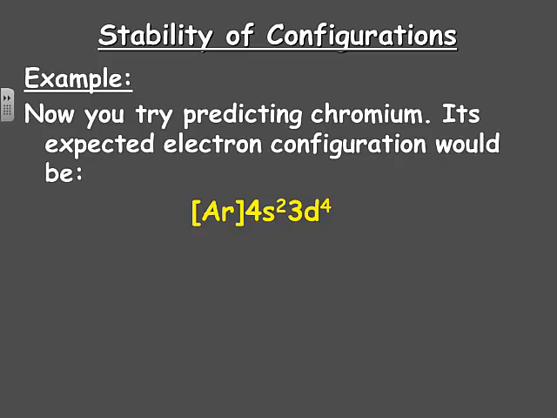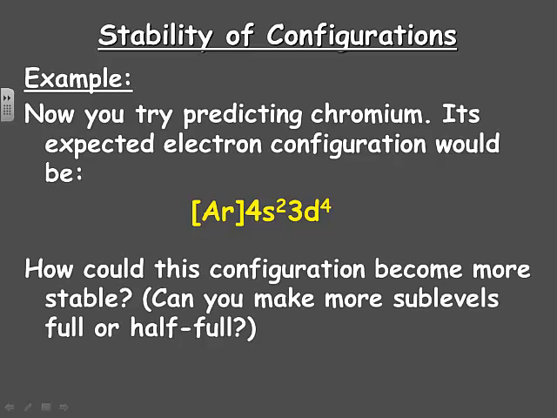So ask yourself, are either of those energy levels near to being half full or completely full? If you look carefully, you see that the S sublevel is full, but the D sublevel is only one away from being half full. So by promoting one electron from the S sublevel up to that D sublevel, we'll get two half-full sublevels. The 4s will be half full with 1, and the 3d will be half full with 5. So this configuration could become more stable by promoting that electron from the 4s sublevel to the 3d sublevel, giving you two half-full sublevels.